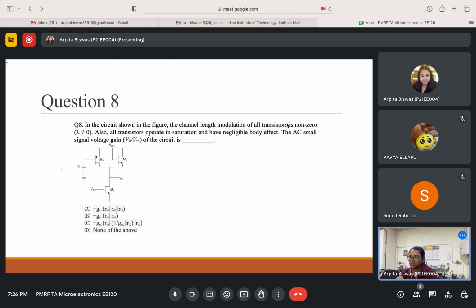R01 parallel with R02, which is parallel with R03. The second option is minus gm1 times R01 and R02 in parallel, and the third option is minus gm1 times R01 parallel with 1 by gm2, which is parallel with R02, and the whole is parallel with R03. Option D is none of the above. So try to solve this question.